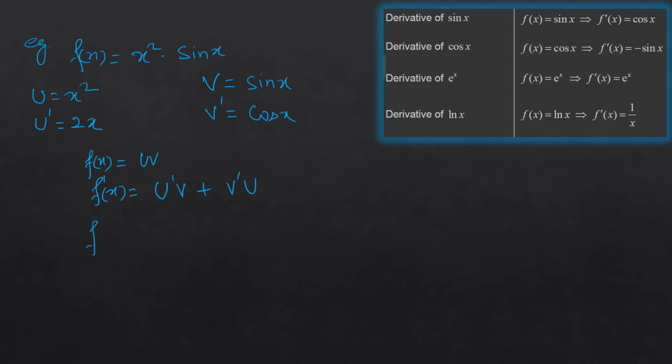So let's rewrite our function. f dash x is equal to u dash, which is 2x, times v, which is sine x, plus v dash, which is cos x, times u, which is x squared. That's my derivative, so that's my answer. We'll take one more example.